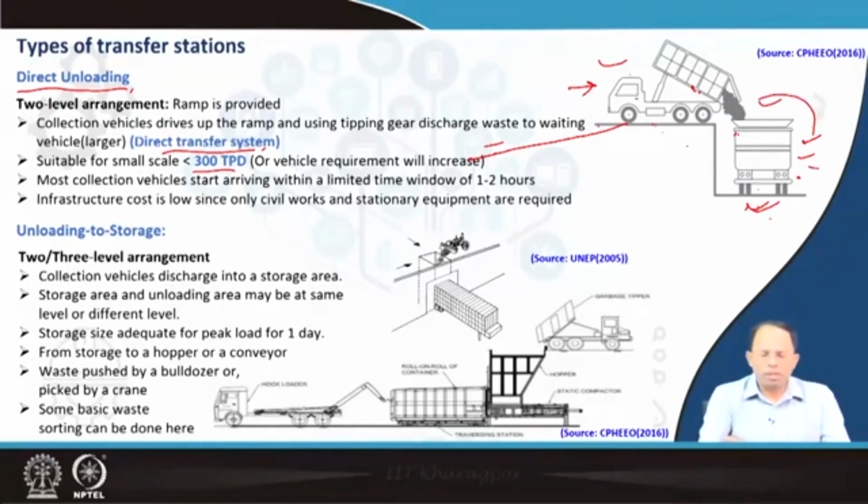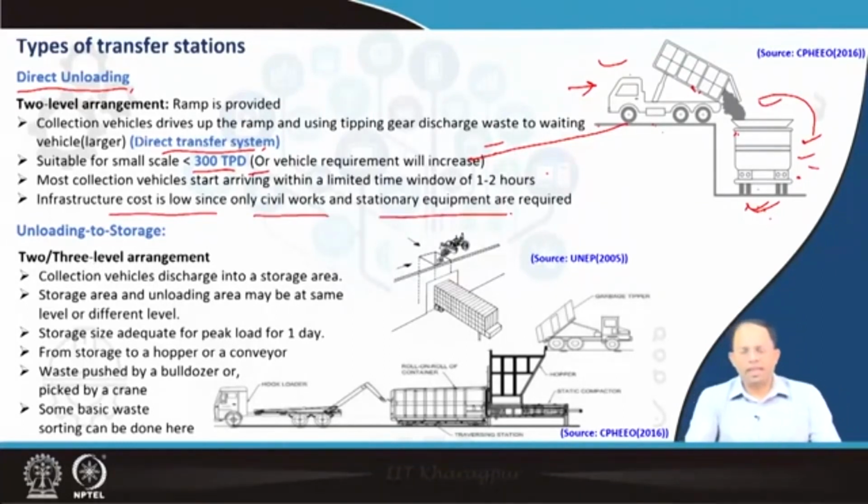So only in case of very small load volumes is this fine. Because in that case, a few vehicles will be able to take care of the entire load. But when the load volume increases, we really need to optimize this particular system. Most collection vehicles start arriving within a limited time window of 1 to 2 hours. So that's the problem. But the benefit of this system is that infrastructure cost is low, since only civil works and stationary equipment are required. So that's the benefit of this particular system.